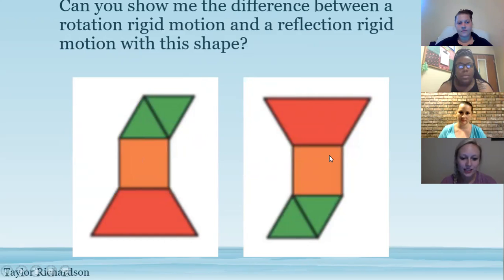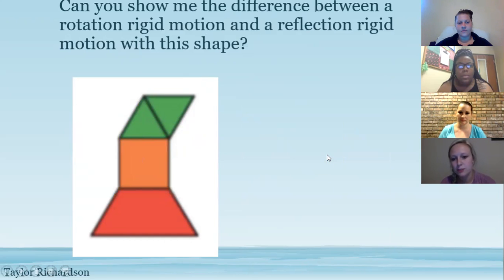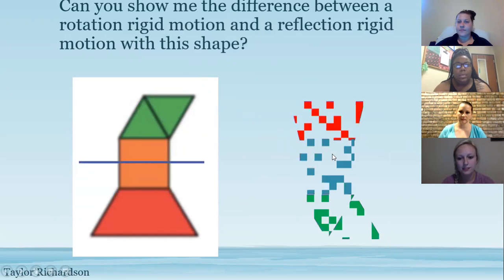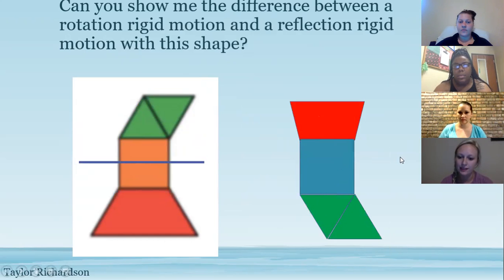And then we're going to look at reflection. With reflection, we're going to place our line of reflection right through the square, right through the middle of the shape, and we are going to flip it right over this line. When we do so, our shape will then look like this.